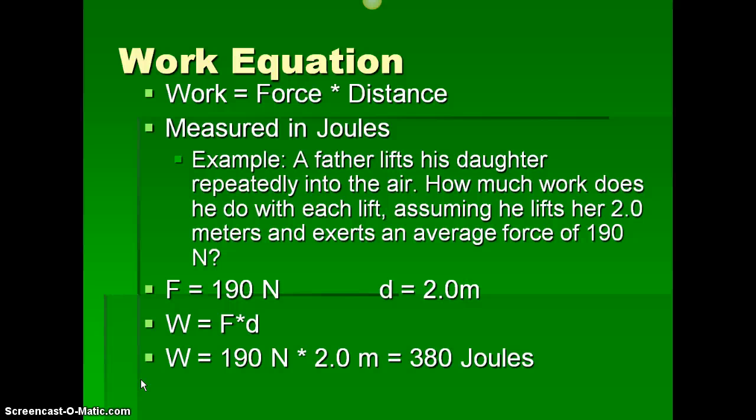Our example here: a father lifts his daughter repeatedly into the air. How much work does he do with each lift, assuming he lifts her 2 meters and exerts an average force of 190 newtons? So our force is 190, distance is 2. We're going to multiply those together and put it into our work equation, and the answer will be 380 joules of work.